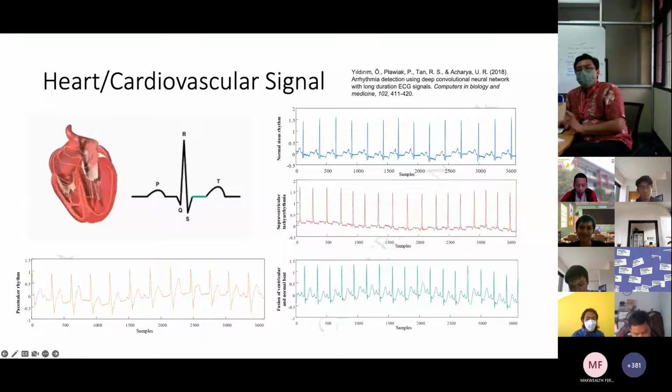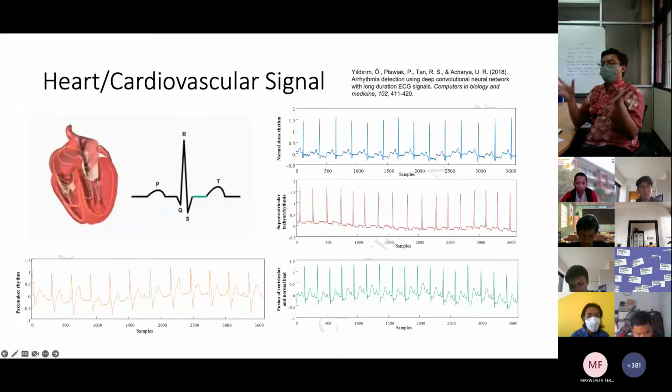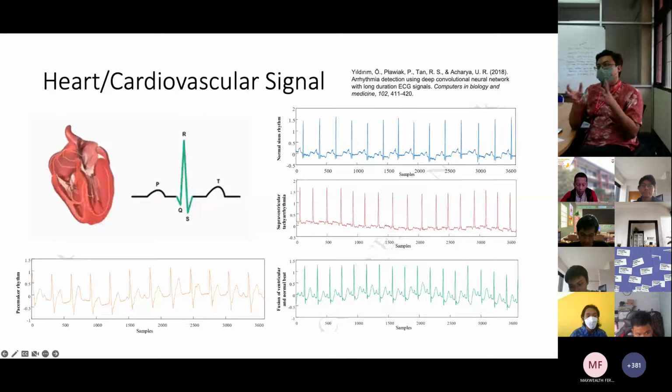the distance between peaks. They have a distance. So for instance, the T, maybe the distance between S and T is larger than the normal signals. So that is something we can observe from the ECG signal.